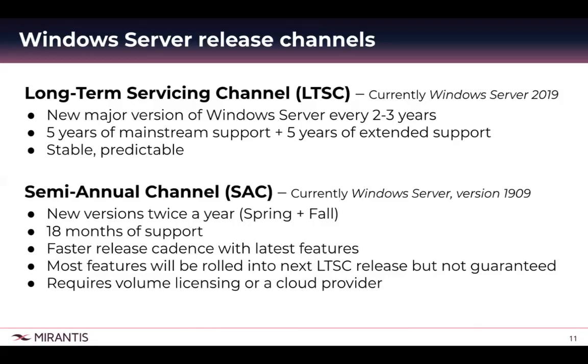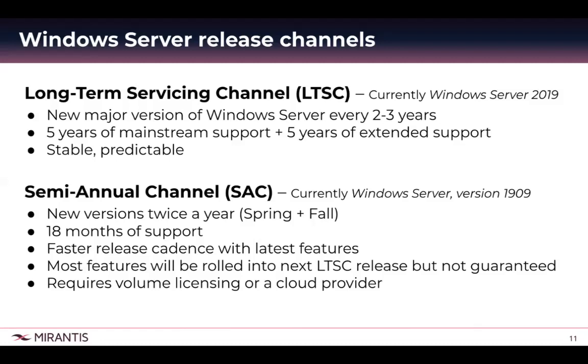Starting with Windows Server 2016, there was also a second channel that has been opened up, and they call it the semi-annual channel, or SAC. If you've seen Windows Server version 1909, 1903, 1809, 1709, any of those types of numbering schemes, that's related to the semi-annual channel. This is a very different release channel. You can't bounce back and forth between the two. When you install a server, you select one path or the other.